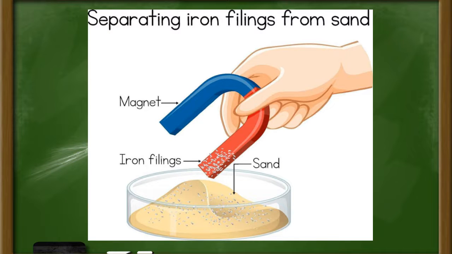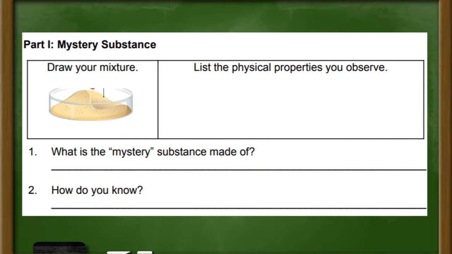So our magnet here was a key tool in separating our different ingredients and being able to figure out what the 2 items were that were mixed together in front of us. Now let's look at our student journal so we can fill out part 1 together. On our paper, we want to draw our mixture. So we want to draw the mixture together. That means the iron filling and the sand mixed together.